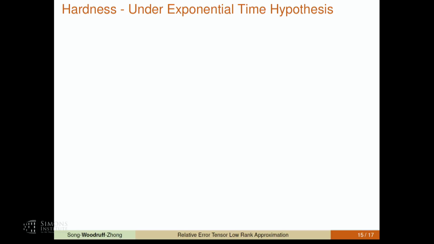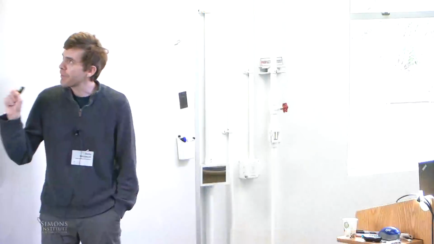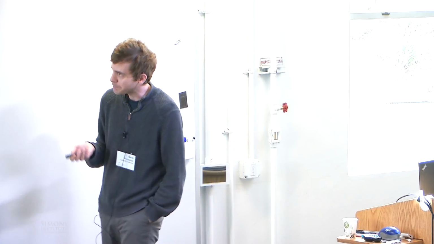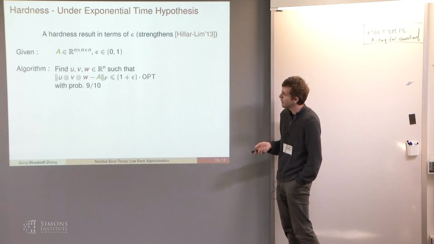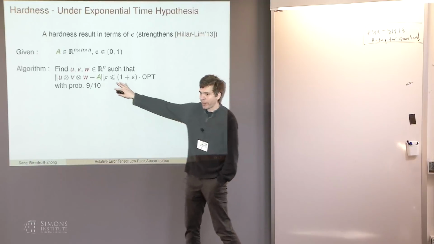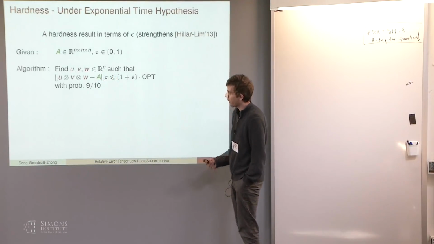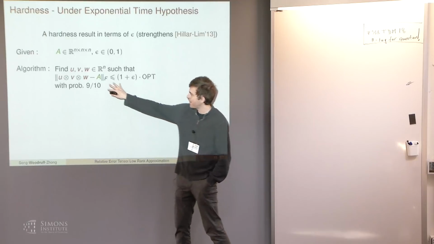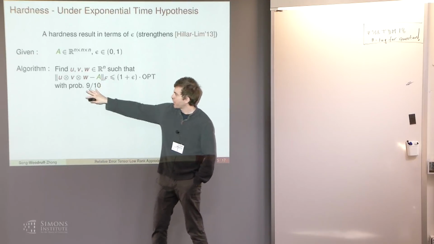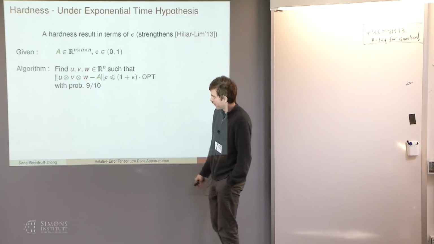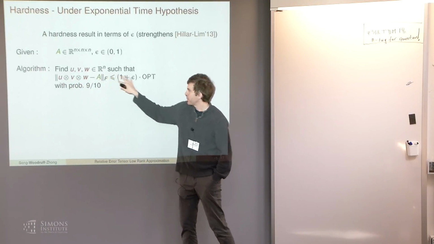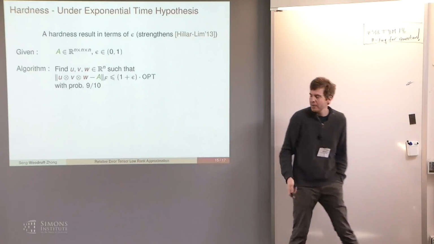Okay, so any questions? Another thing you could ask is, our running time is exponential in the accuracy. But we can get a hardness result in terms of the accuracy parameter epsilon as well. So for rank 1 tensors, already the hardness is there. If I have a tensor A, and I want to find u cross v cross w, a rank 1 tensor, so that the Frobenius norm is at most 1 plus epsilon times opt.